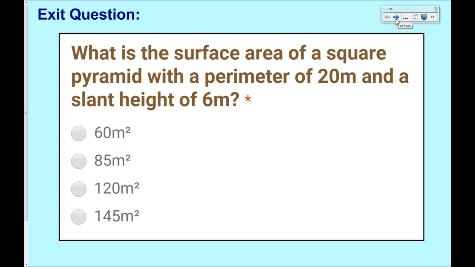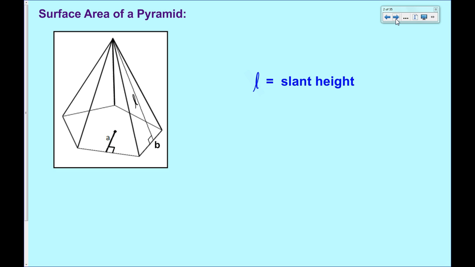Today we're going to tackle section 12.3, the surface area of pyramids. Up on the screen you'll see your exit question for the day. To start off with, I want to consider this pentagonal pyramid that is pictured at the left.